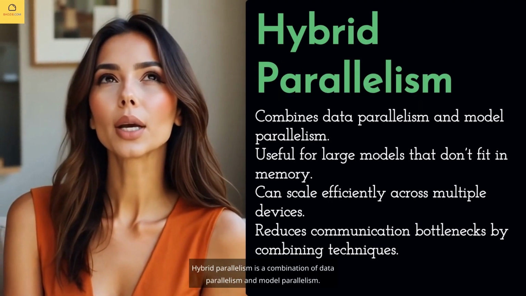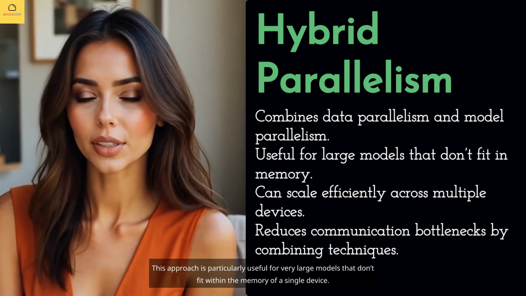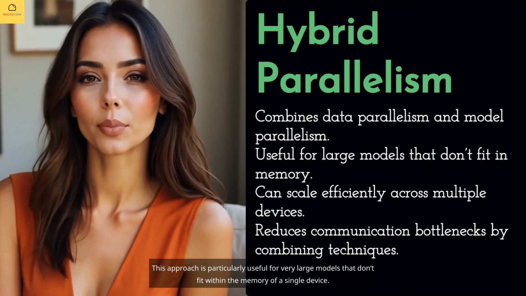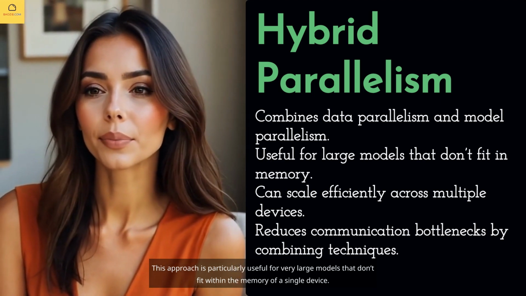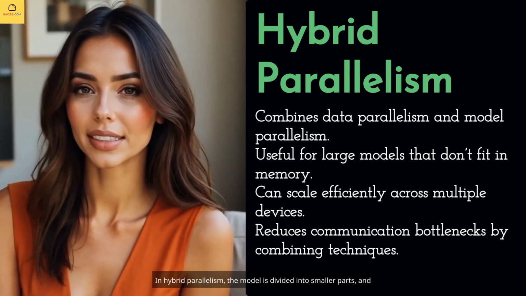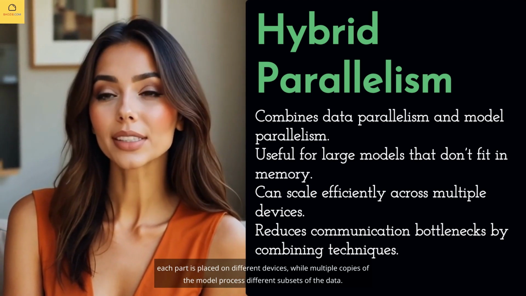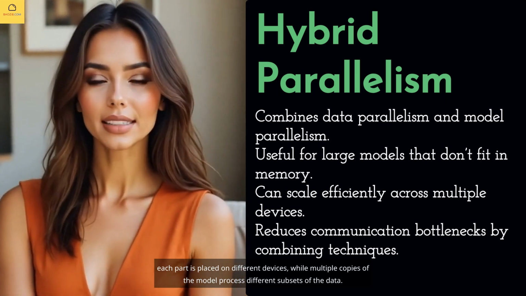Hybrid parallelism is a combination of data parallelism and model parallelism. This approach is particularly useful for very large models that don't fit within the memory of a single device. In hybrid parallelism, the model is divided into smaller parts, and each part is placed on different devices while multiple copies of the model process different subsets of the data.